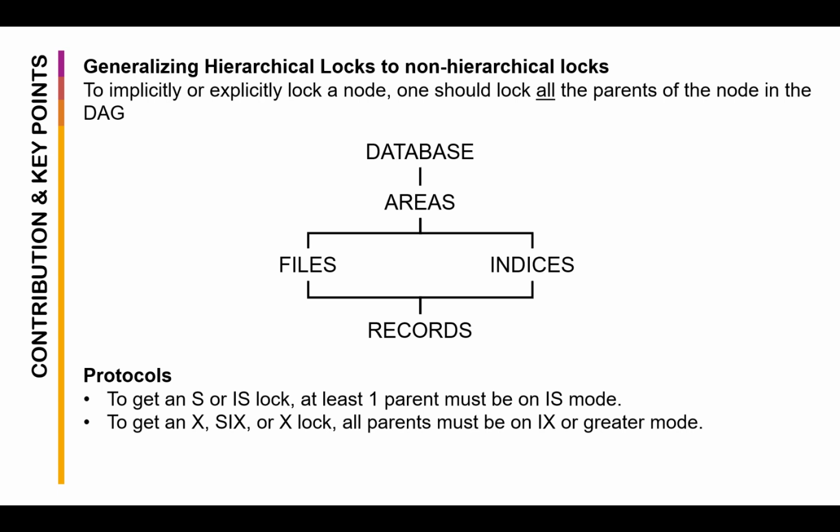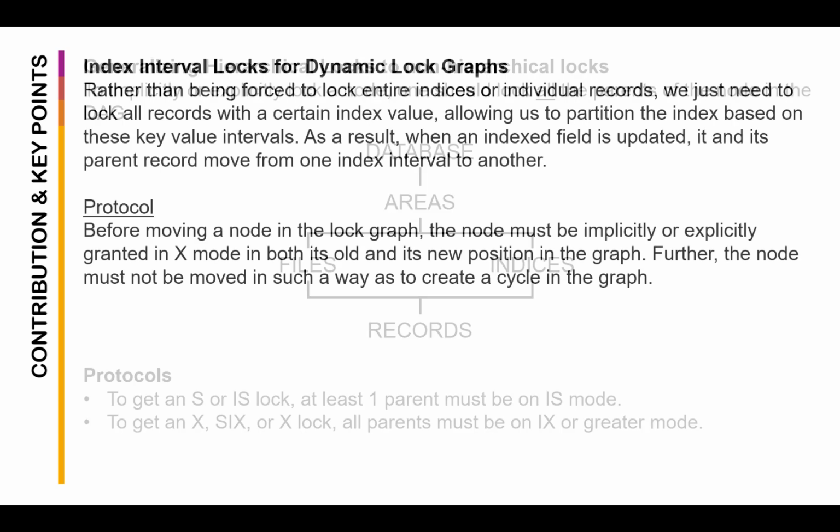To request an X, SIX, or IX lock, all parents must be in IX or greater mode. This ensures that all ancestors will be held in IX or greater mode, and no ancestors can be held by others in IX-incompatible mode.